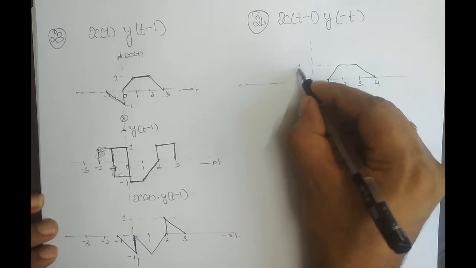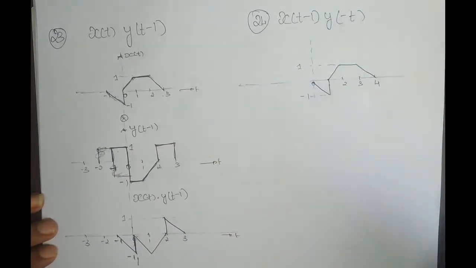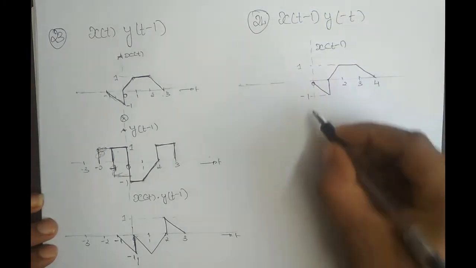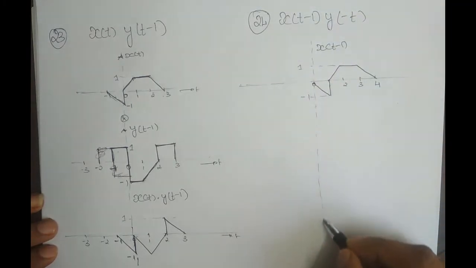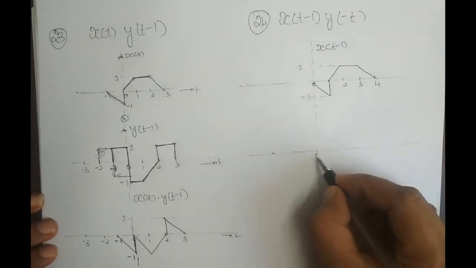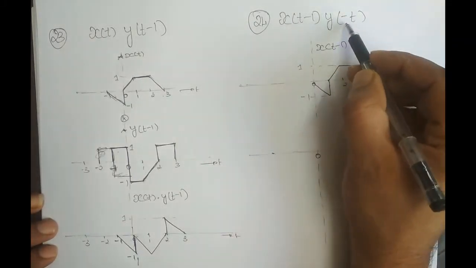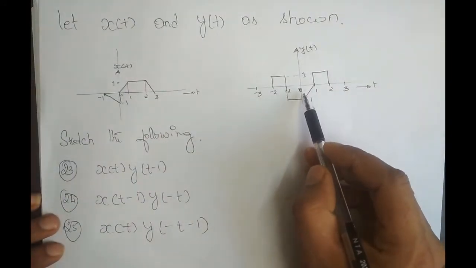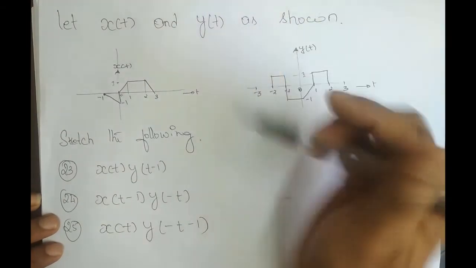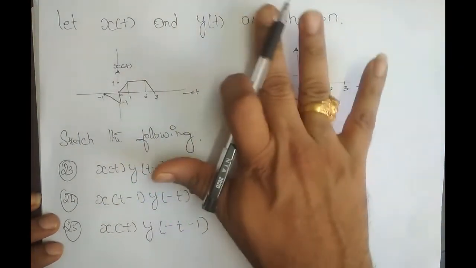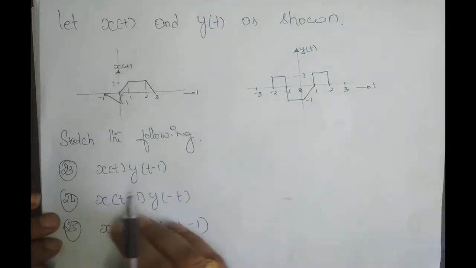So this is 1 and this is minus 1. What is the signal? X of t minus 1. So this has to be multiplied with what? Y of minus t. Okay, so this is my y of t. How do I get y of minus t? Y of minus t is all the amplitude in the positive side goes to negative, all the amplitude in the negative side goes to positive. It flips around t is equal to 0.